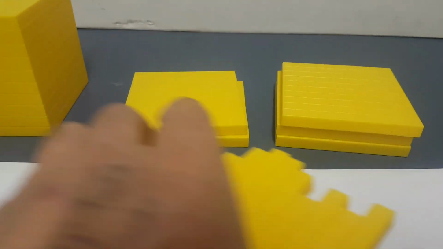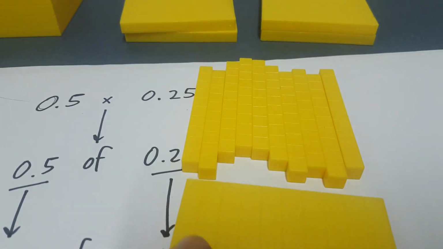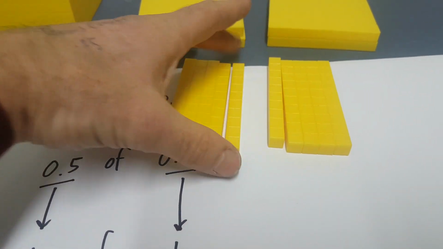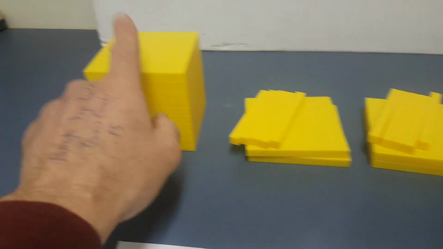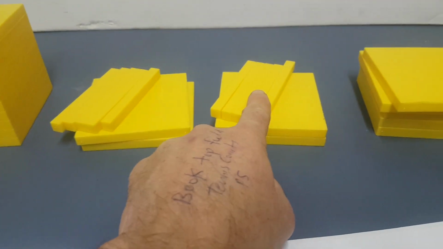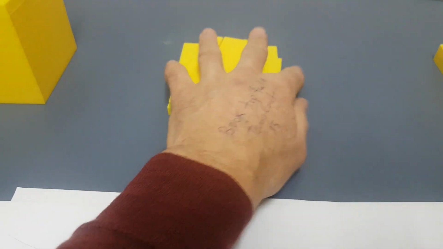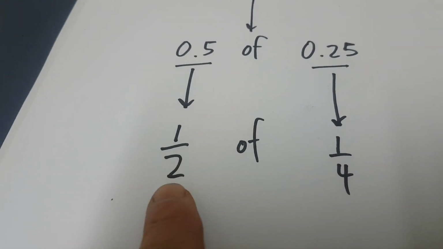Well, if I exchange one of these for those 10, it's the same thing, and I can give half to that one and then half to that. So what we have is 1 whole, a quarter, and a half. So the question still is this. Here, what is half of a quarter?